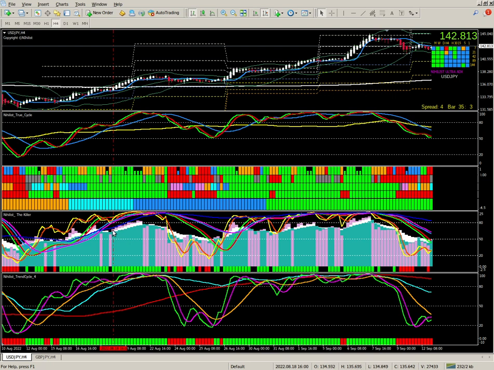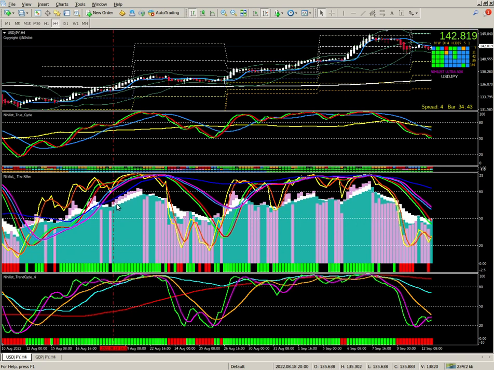Nihilist Bull Bear: histogram color is lime. Sometimes no color can be considered, but not red. Nihilist True Cycle 2, NTC2: yellow line above the red line, and headed up. Lime line above the red line, and headed up. Blue line above the magenta, and headed up.